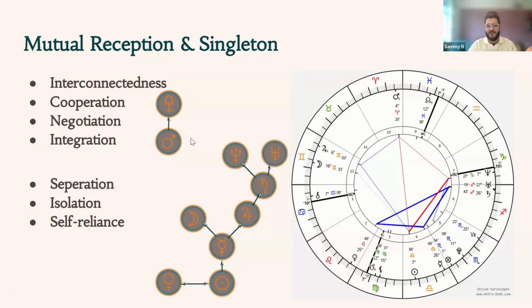So what does this say? For this tree, which is a mutual reception tree, I wrote interconnectedness, cooperation, negotiation, and integration. So a lot of 'tions' there. Basically we have Sun and Venus in a mutual reception, when two planets have basically swapped home signs. We have Venus in Leo and Sun in Libra.